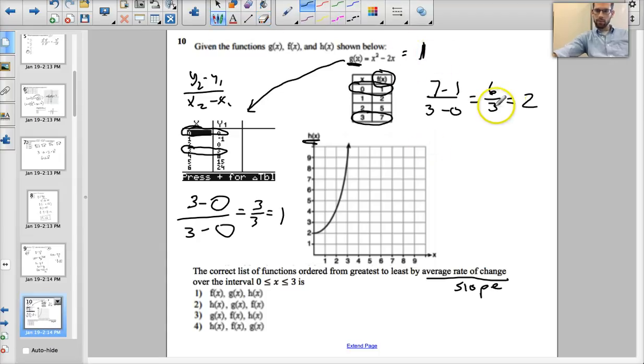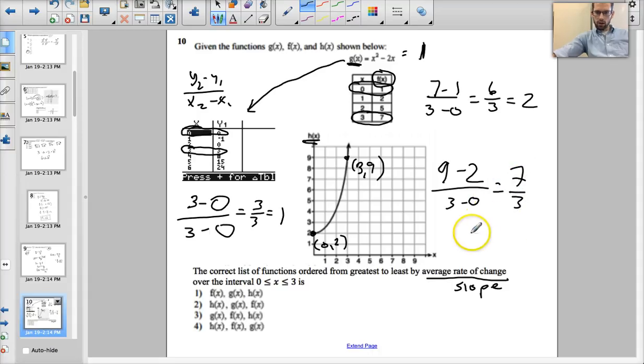So that's slower. Now I'm going to do h of x. I'm going to get coordinates from the graph. So this is the point (0, 2), and then when x is equal to 3, y is equal to 9. So this is going to be the point (3, 9). I'll use the slope formula again. So 9 minus 2 over 3 minus 0 gives me 7 over 3, which is equal to 2.5. That's 2.5. I could have used my calculator to do that.